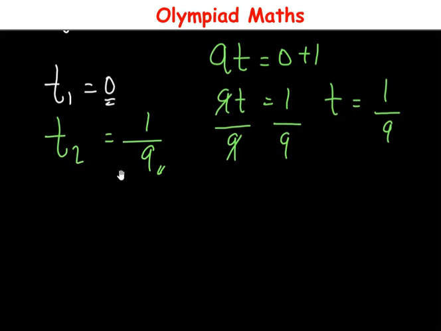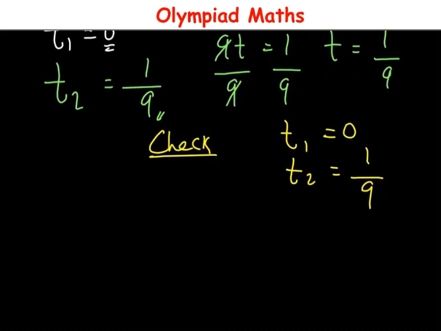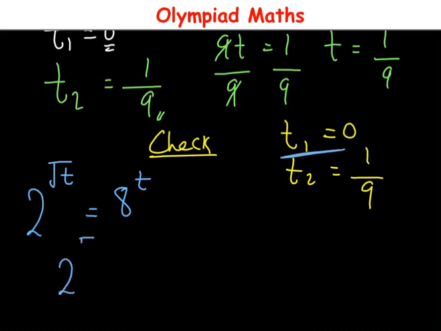So then let us check, let us verify if the solutions of t are the correct solutions. So let us check it out. Check. The first value of t, t1 is equal to 0, t2 is equal to 1 over 9. And the question given to us is 2 raised to power root t is equal to 8 raised to power t. So let's check for the first value of t, which equals 0. So we have 2 raised to power root 0 is equal to 8 raised to power t becomes 0. Now we have 2 raised to power root 0 is 0 equals 8 raised to power 0, right?